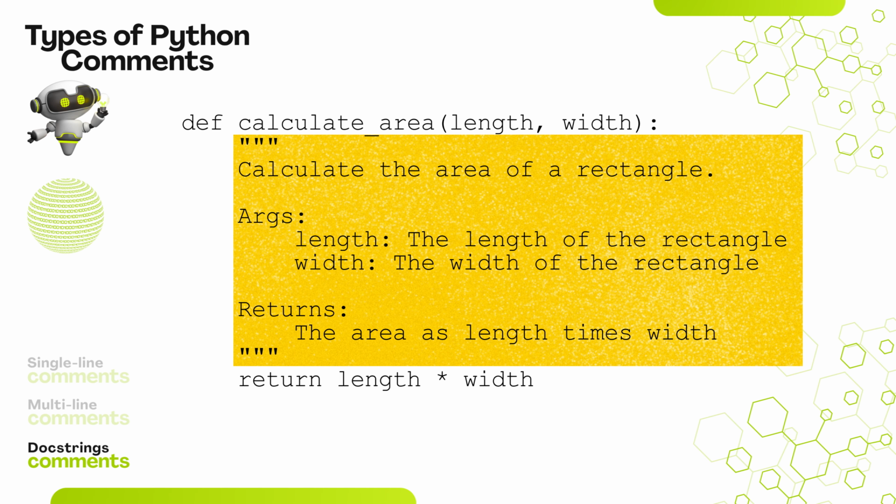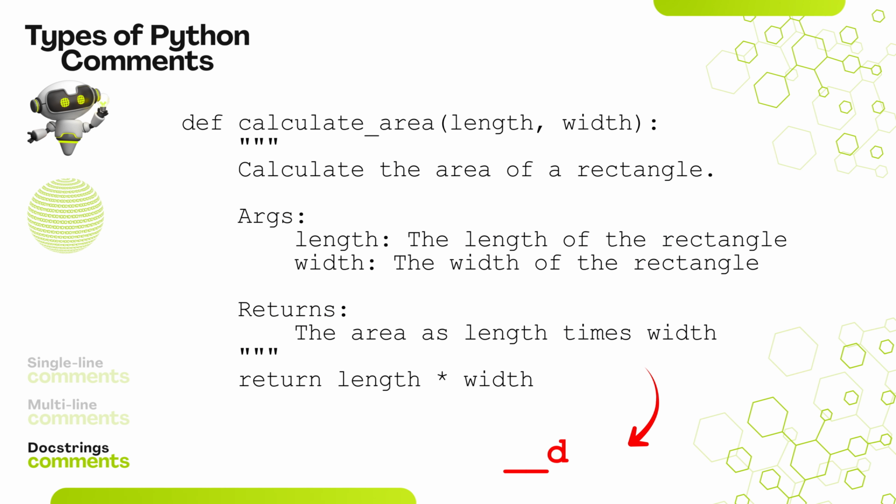Unlike the multi-line string we saw earlier that just gets discarded, a docstring is special because it's the first statement in a function, class, or module. Python actually stores this string in a special attribute called __doc__, which means it becomes part of the function's documentation.